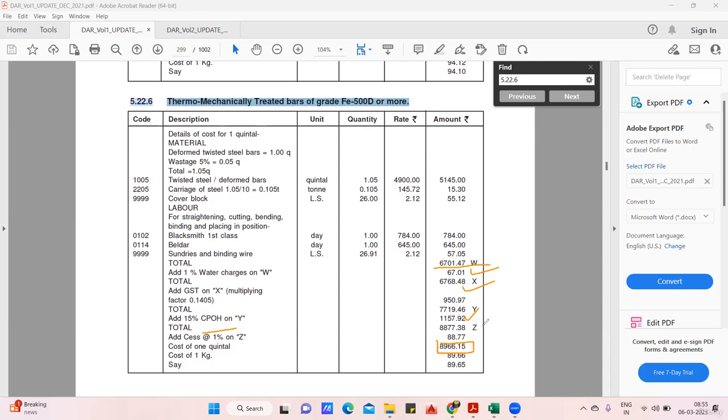But I want the cost per kg, so I'll divide this by 100. Okay. So I'll get 89.65 rupees per kg. How much is it? 89.65. This is for kg.